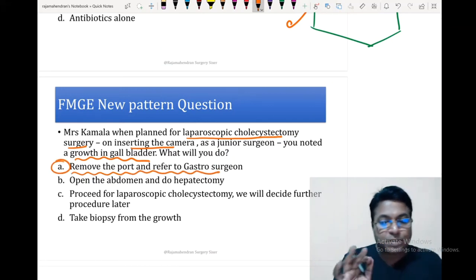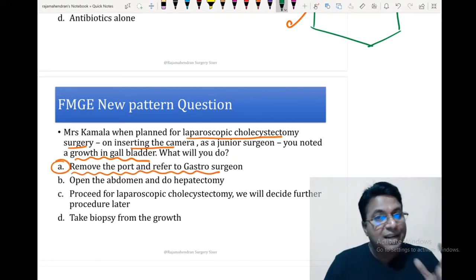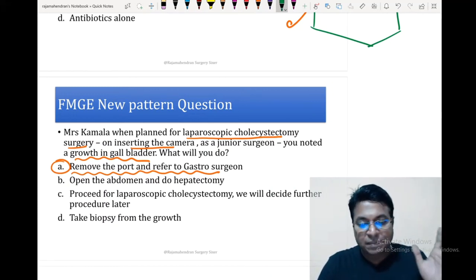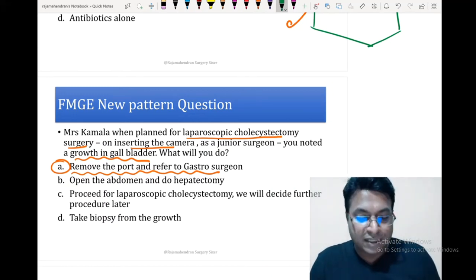That's the answer for this question. Because it is a cancer, it will need a radical cholecystectomy. I will remove it and send the patient to the gastrosurgeon. That's the answer for this question.